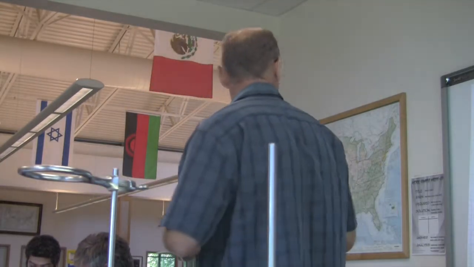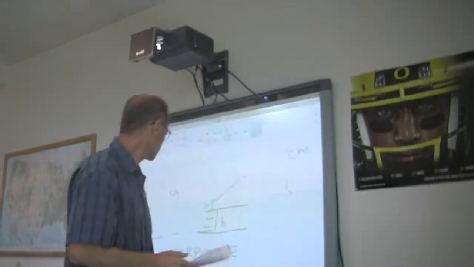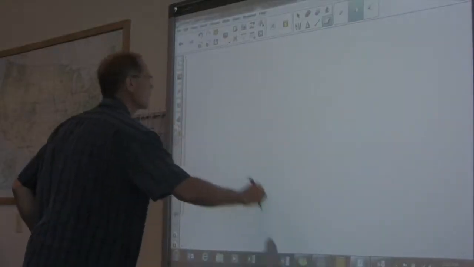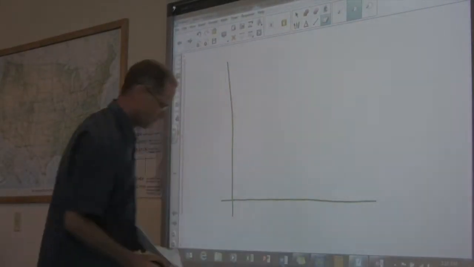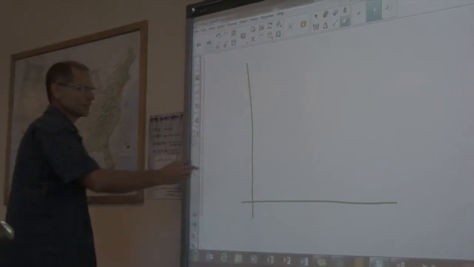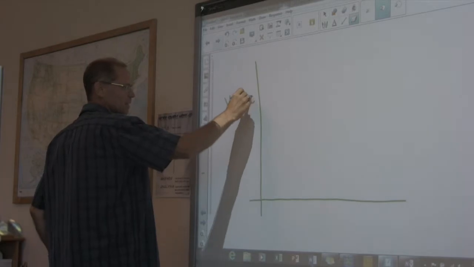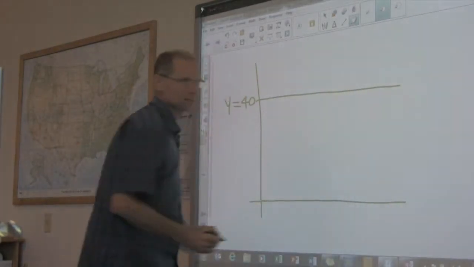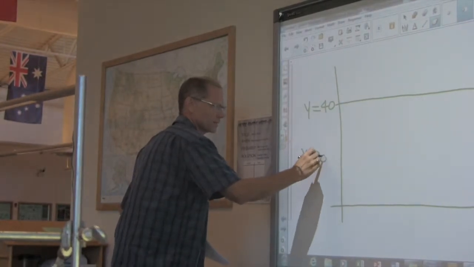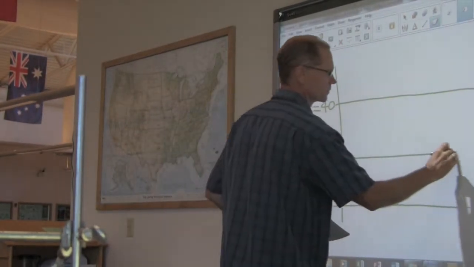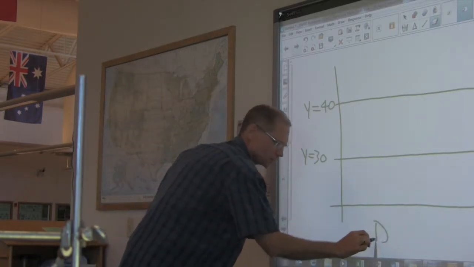So what we're going to end up with is something that looks like this. You're going to do something that looks like this. Y equals, I'm just making this number up, y equals 40. That's the lacrosse ball. Y equals 30, I'm making these numbers up. That's the golf ball. Here's your displacement.